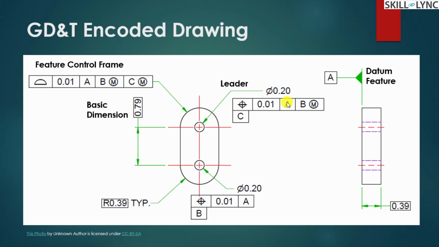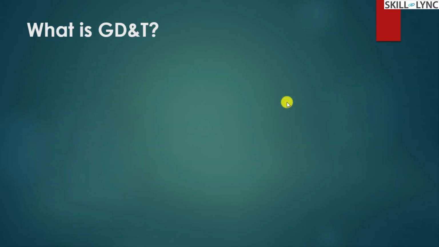You can see different boxes coming in, there are different symbols, there are different notations. All these together are decoded to ensure that the object is manufactured and inspected to satisfy its feature or function. So now we'll come down to what GD&T is.